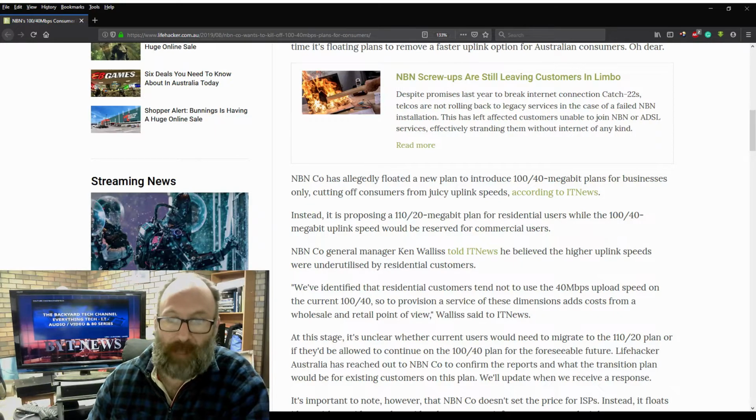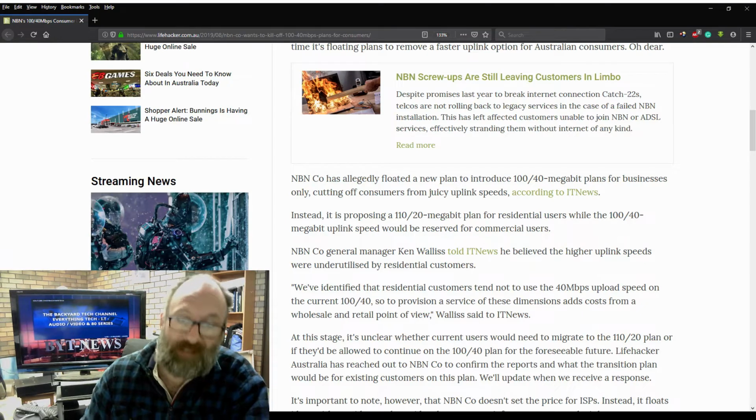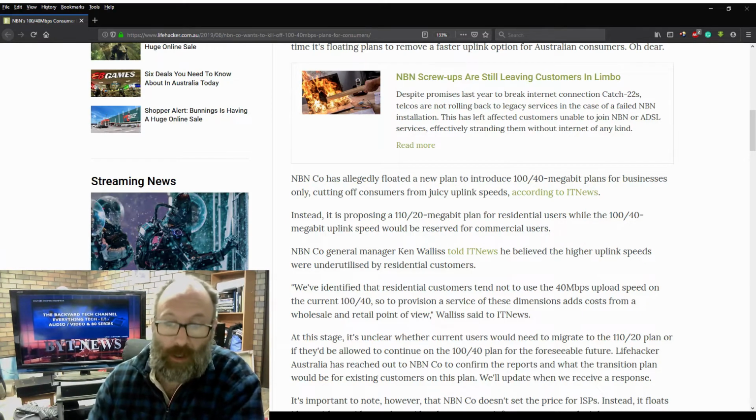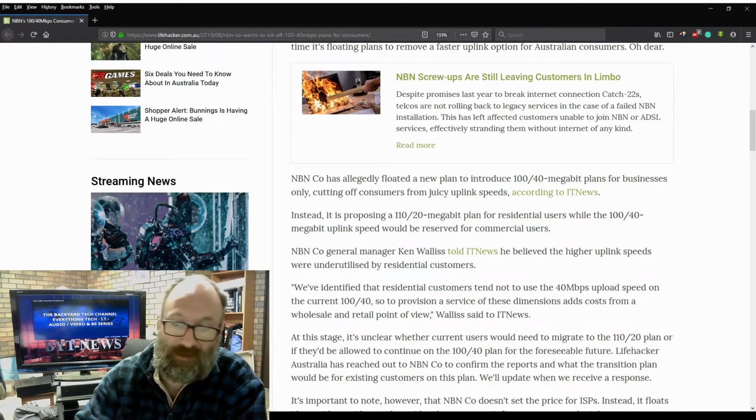NBN Co. General Manager Ken Wallace told IT News he believes the higher uplink speeds were underutilised by residential customers. Quote, "We've identified that residential customers tend not to use the 40 megabit upload speed on the current 140. So to provision a service of these dimensions adds costs from the wholesale and retail point of view," close quote, Wallace said to IT News.